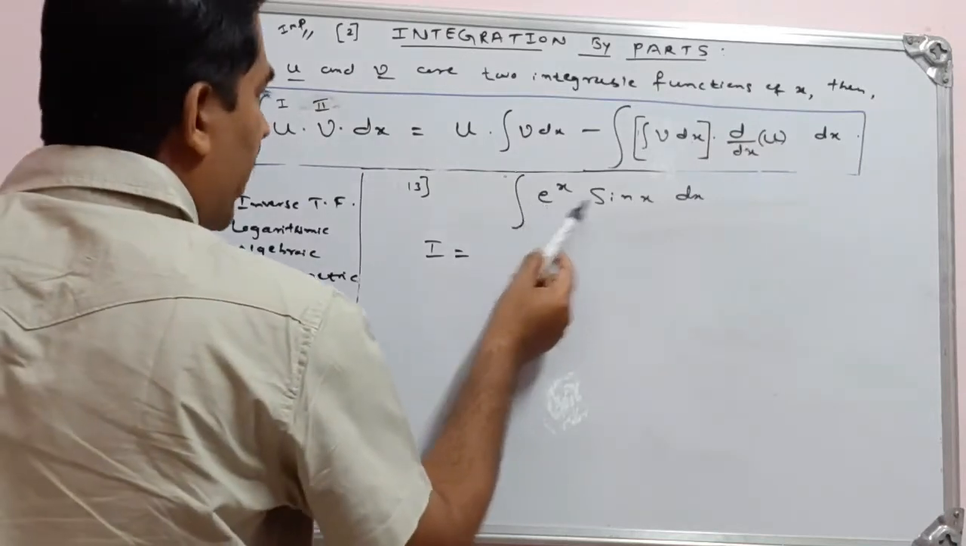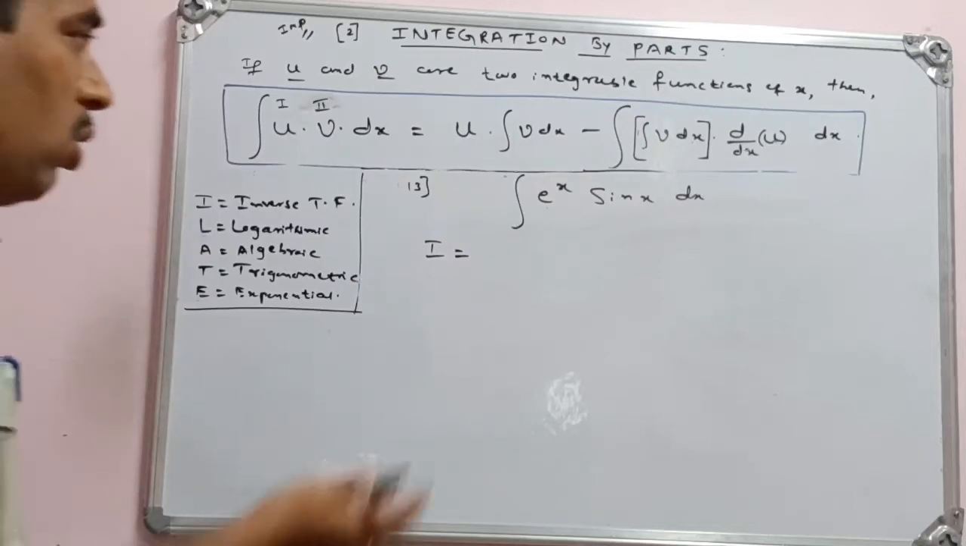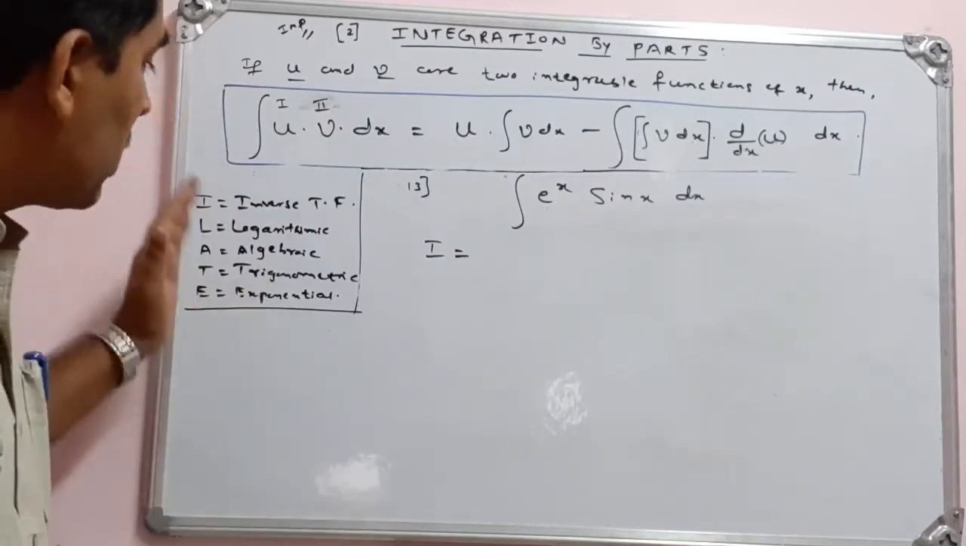See, e to the power of x into sin x is given. So observe the first function and the second function. See here, for all our previous problems, we have followed the ILATE rule. This ILATE rule gives us the hint.